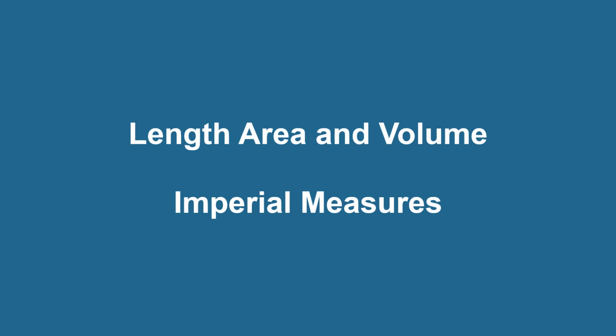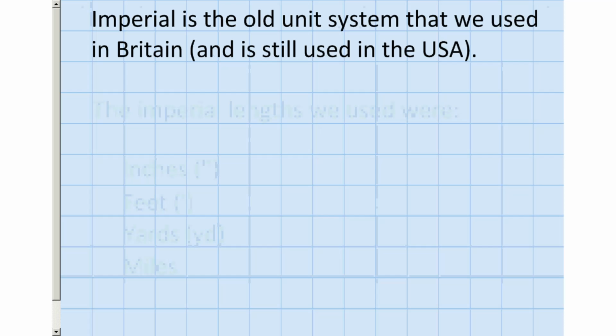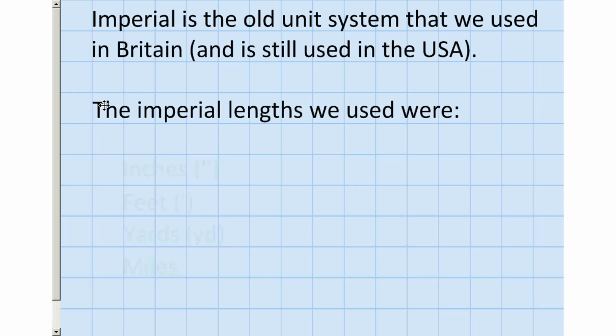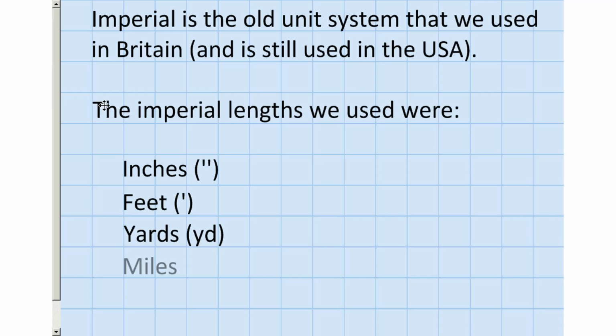Imperial measures. Now, this is the other unit system of measurement, and it was the one that was developed by Britain and used by the Empire and Commonwealth, and is still used a lot in the USA. Also, Britain's a unique country because we actually use both systems of measurement pretty regularly. Now, imperial lengths we use are inches, feet, yards, and miles.